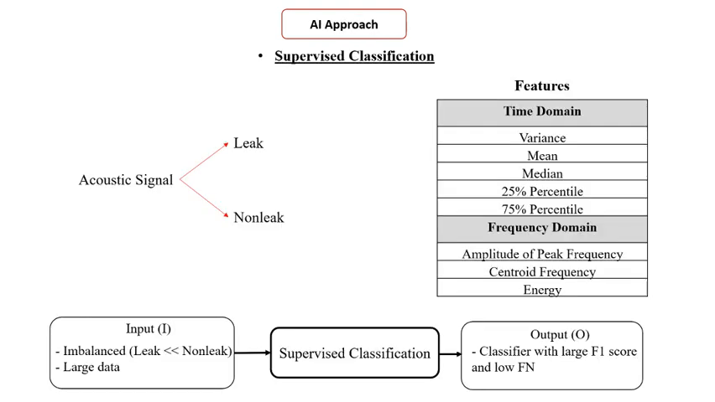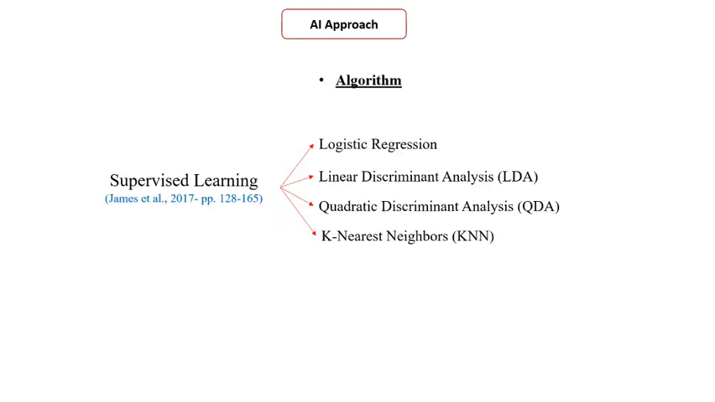The AI approach is a supervised classification because our acoustic signals were labeled either leak or no leak by experts, and the features which are extracted from these signals are time domain features, which are variance, mean, median, 25 and 75% percentiles, or frequency domain features, which are frequency of peak amplitude, centroid frequency, and energy. The input to the classifier is labeled data, and the output is the equation of a classifier with large F1 score and low false negative.